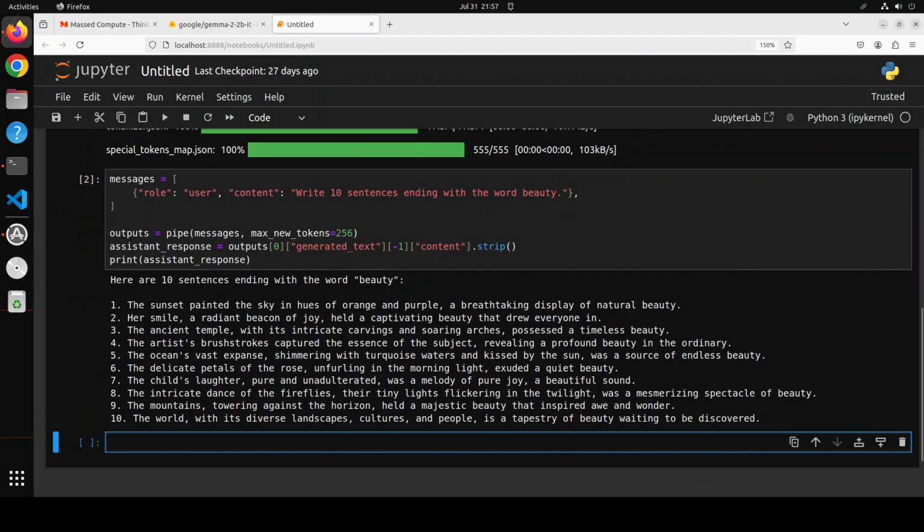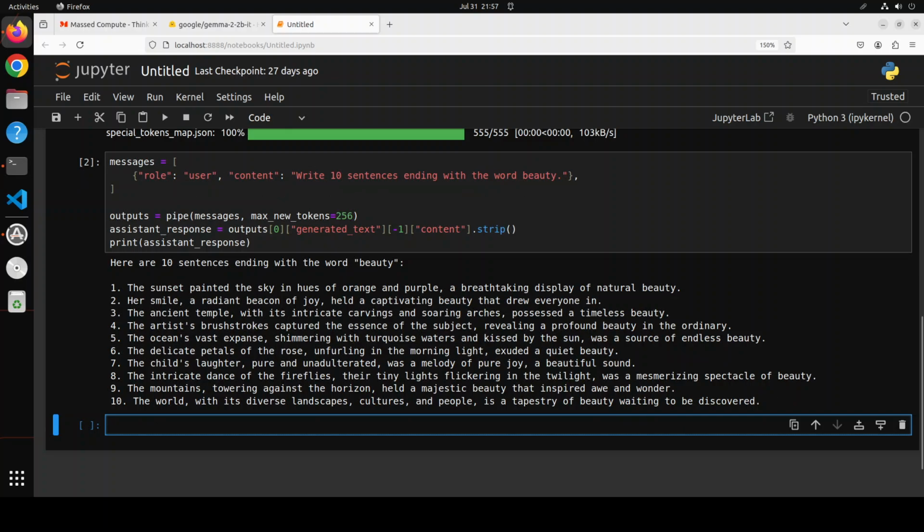So the model has printed the response, and the response looks really good. Most of the answers are correct. You see, the first one is correct, second is not, third fine, fourth not, fifth, sixth fine. So I would say 50-50, most of the answers are correct for a model of this size.